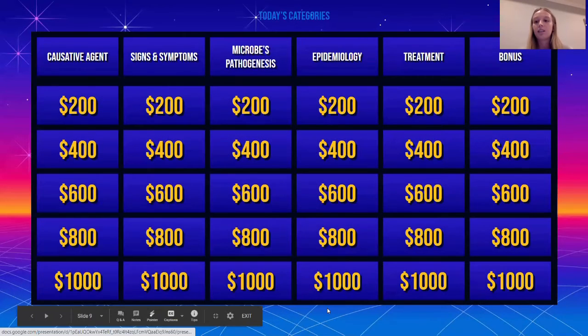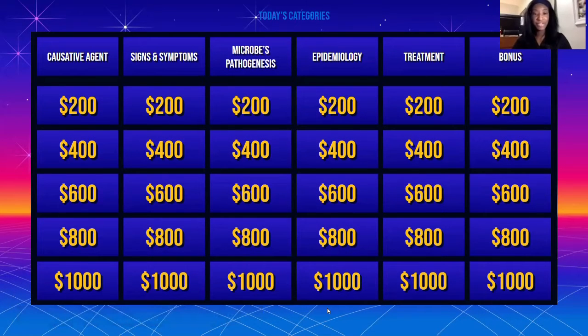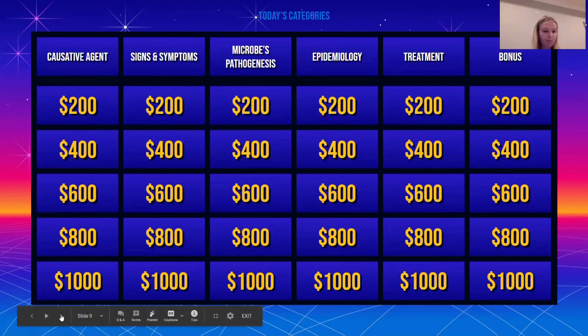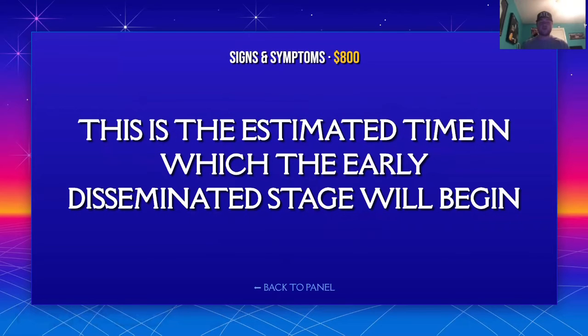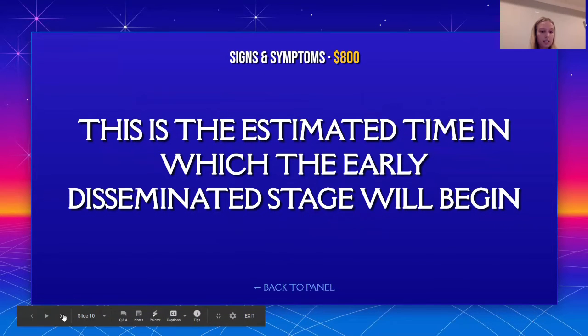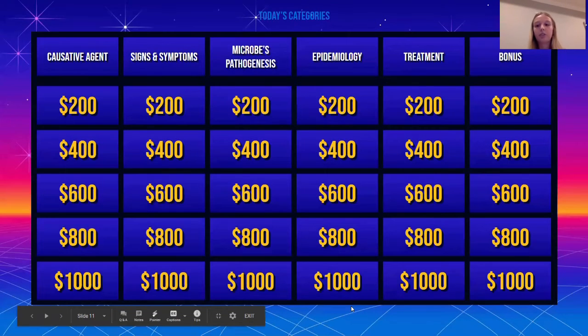All right, I would like to do signs and symptoms for 800, please. All right. This is the estimated time in which the early disseminated stage will begin. Reese? What is 2 to 8 weeks? That is correct. All right, go ahead and choose our next category for us.